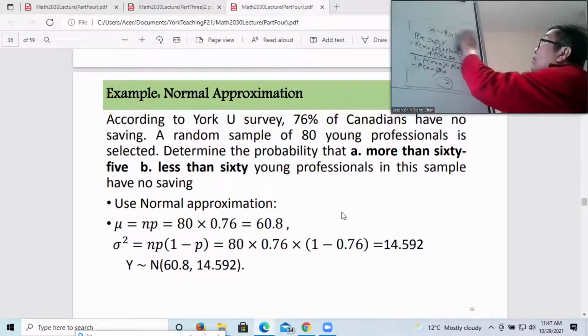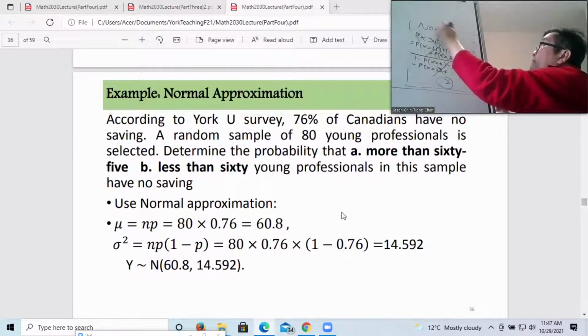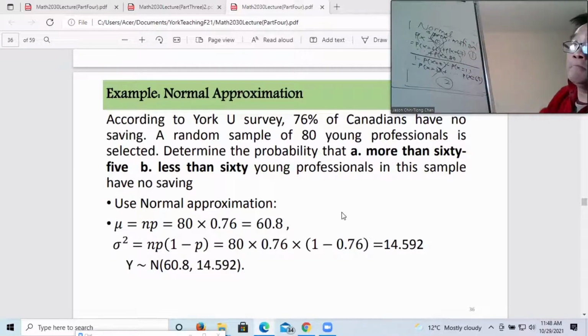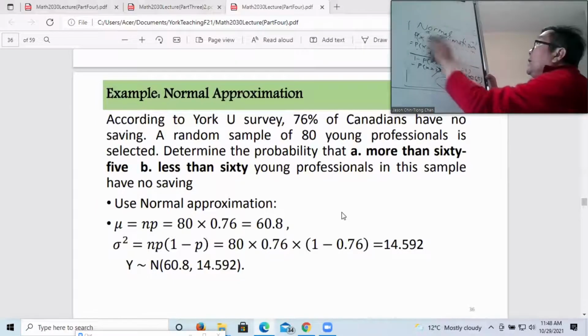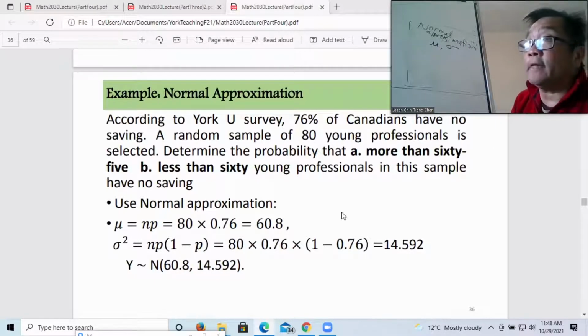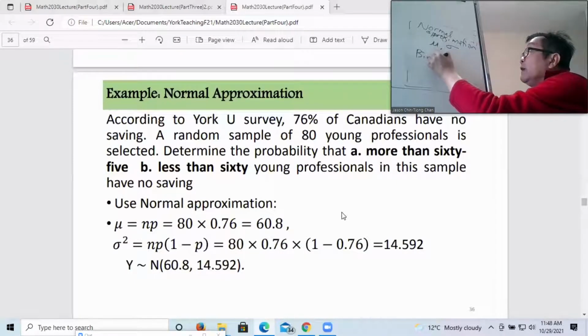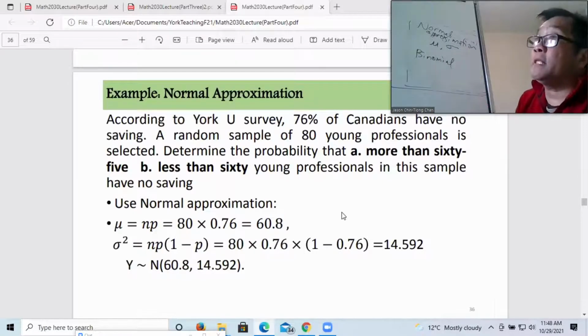That one we call normal approximations. That's why I put these two concepts, these two distributions, together. We use normal approximations. So for normal distributions, we need two parameters, mu and standard deviations. So binomial, mu means the average or expected value.